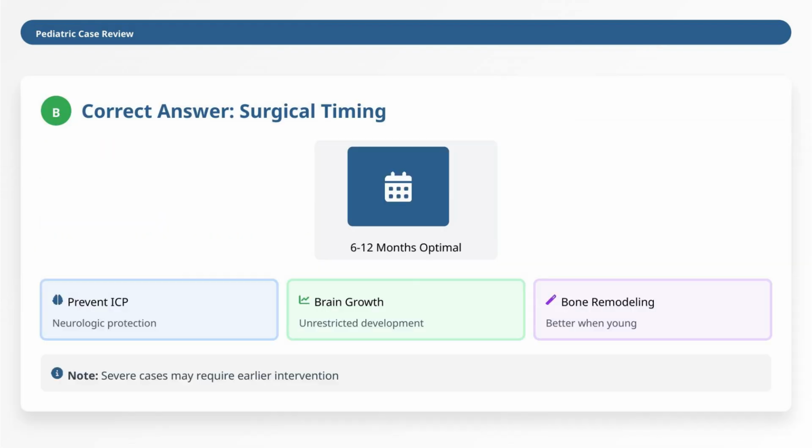Cranial vault reconstruction is optimally performed between 6 and 12 months of age. Early surgery prevents increased intracranial pressure that could damage the developing brain, allows unrestricted brain growth during critical developmental periods, and takes advantage of young bone's superior remodeling capacity. Delaying surgery risks irreversible neurologic damage. Some severe cases require even earlier intervention.